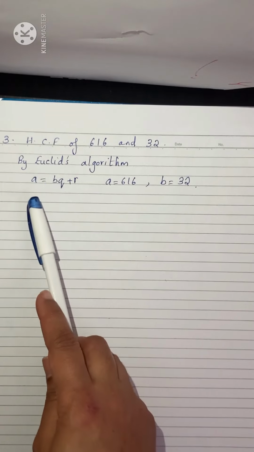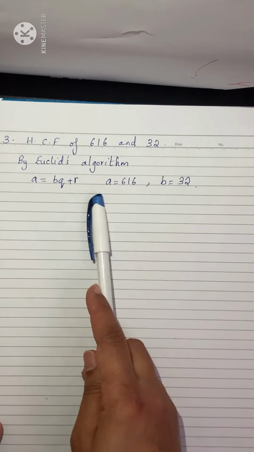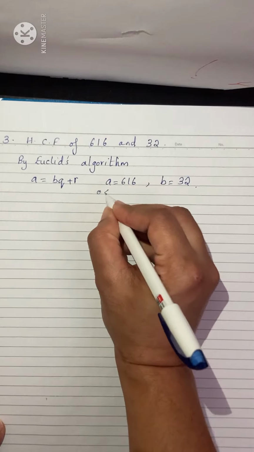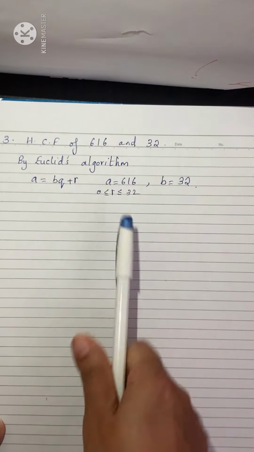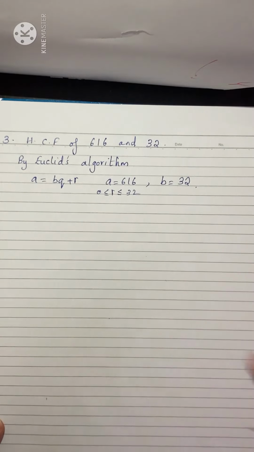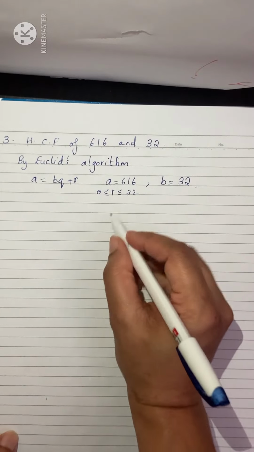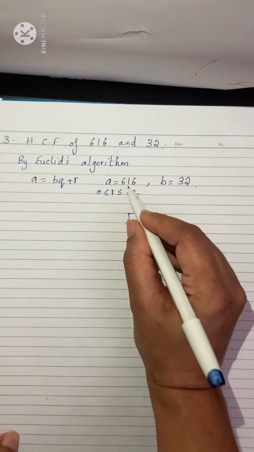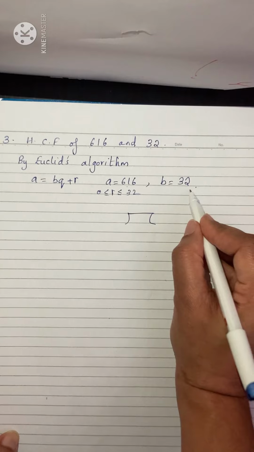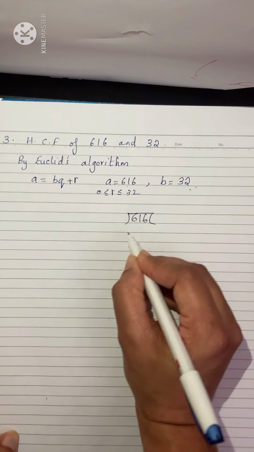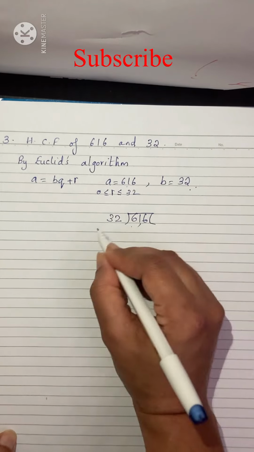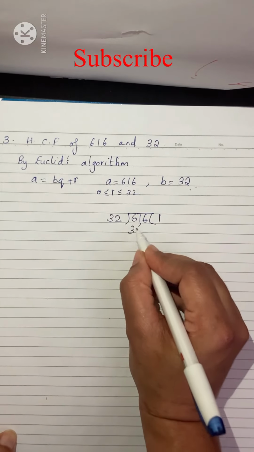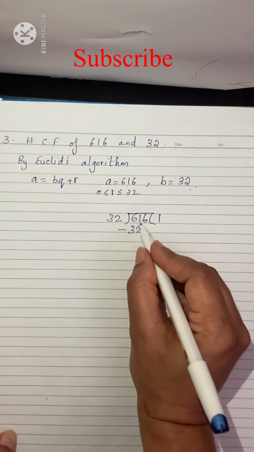By Euclid's algorithm, we know that a equals bq plus r, where 0 is less than or equal to r less than b. So a equals 616 and b equals 32. Here the greater number is 616 and smaller is 32. So take 616 as the dividend and 32 as the divisor. So here first 1 will come, 32. If you are taking 2, it will come 64.